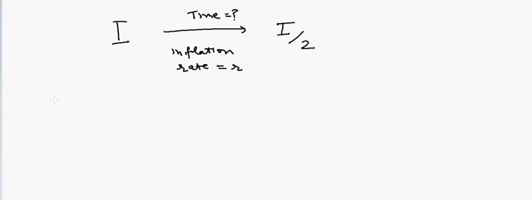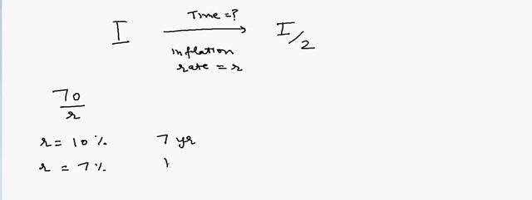So the simple trick to approximate the time will be to take the number 70 and divide it by R. So for example, if you have an inflation rate of 10%, then it will take 7 years for your money to become half of its value. And if the inflation rate is 7%, then it will take you 10 years for your money to have half of its value. So how was this trick generated?